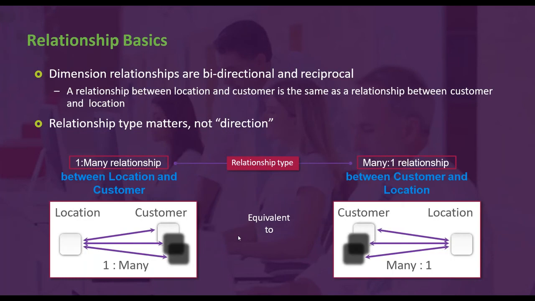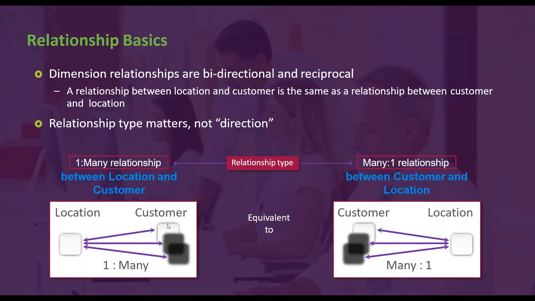So in using dimension relationships, the first thing that you want to understand is that they are bidirectional. And what I mean by that is if I set up a dimension relationship between, for instance, a location and a customer, that also means that there is a relationship between the customer and the location. When you go to maintain these and you go into that location code, you'll see those customers listed. If you go to the customer record, you'll see that location listed as well.